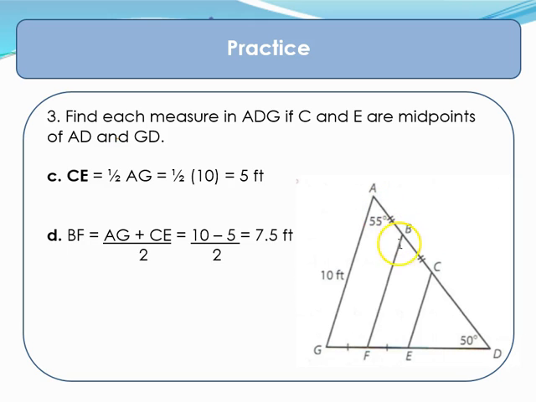And segment BF is AG plus CE, part of that same theorem, divided by 2 because it's in between both of them. 10 minus 5 divided by 2 is 7.5 feet. If you're not familiar with that theorem anymore, there wasn't a lot of practice on it. It's on page 194 in your book.